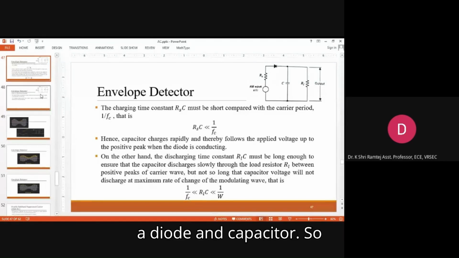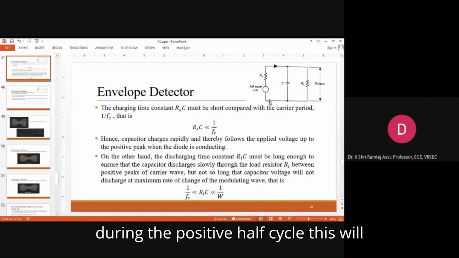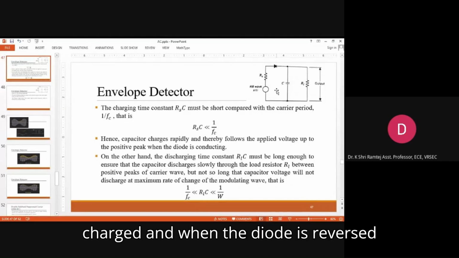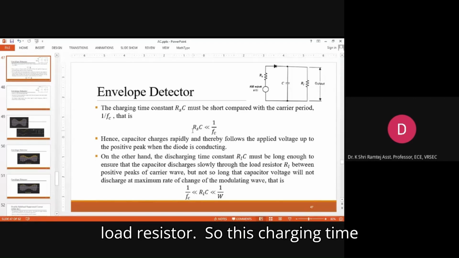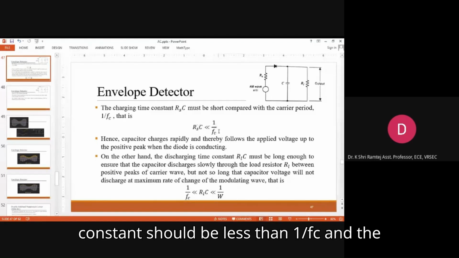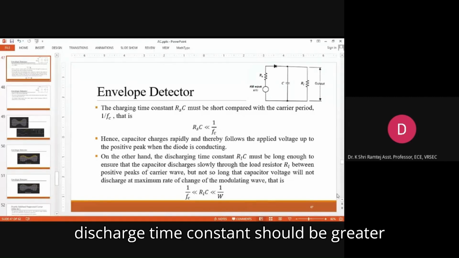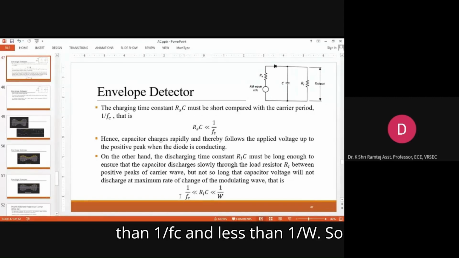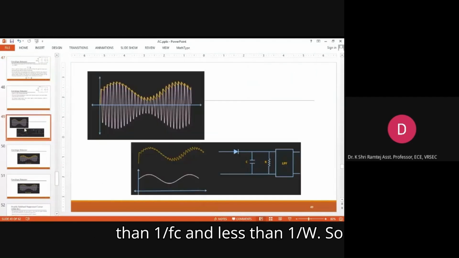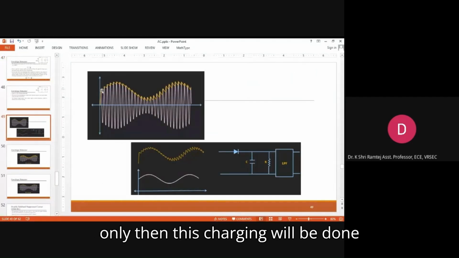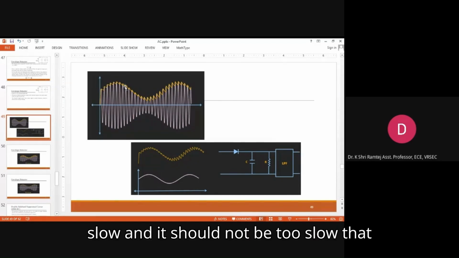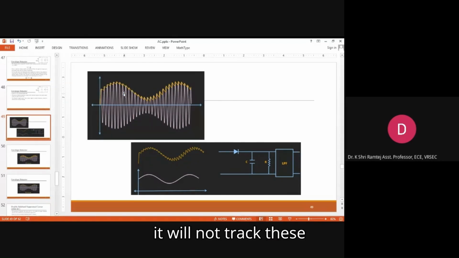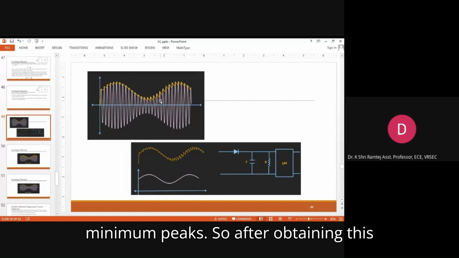Basically, we use a diode and capacitor. During the positive half cycle, this capacitor will be charged, and when the diode is reverse biased, it will be discharged through this load resistor. So this charging time constant should be less than 1 by Fc, and the discharge time constant should be greater than 1 by Fc and less than 1 by W. Only then will this charging be done rapidly. The discharge should be slow, but it should not be too slow that it will not track these minimum peaks.